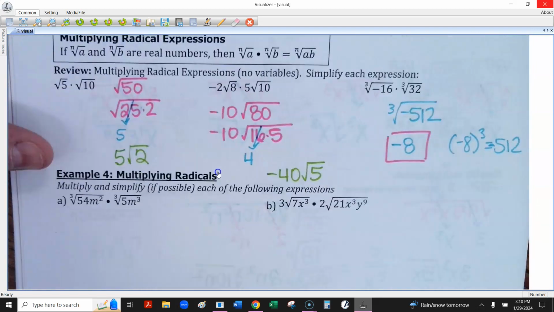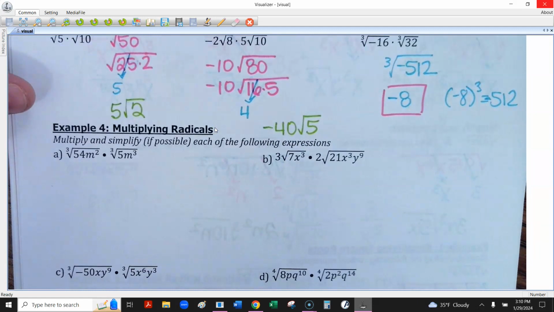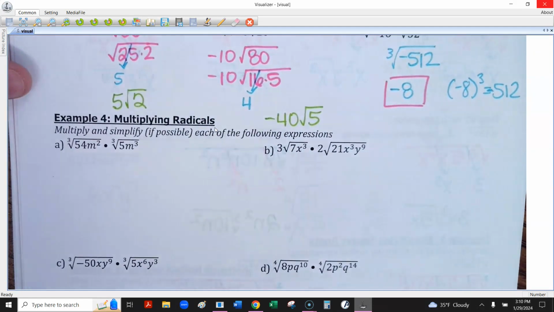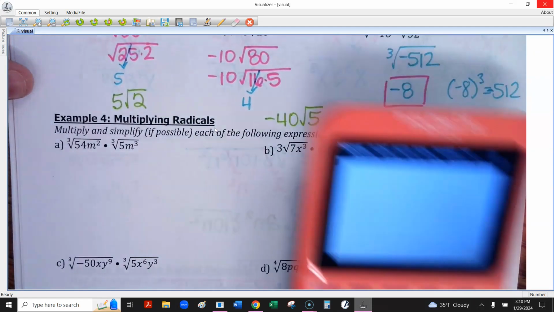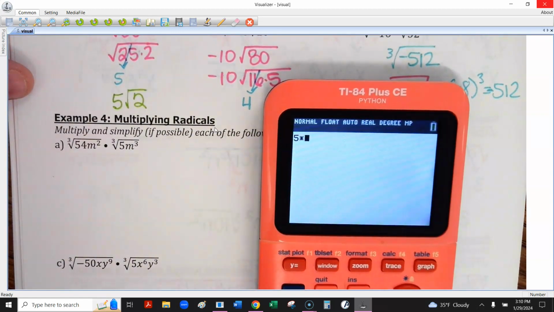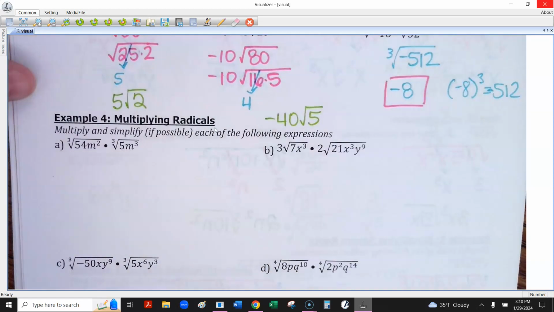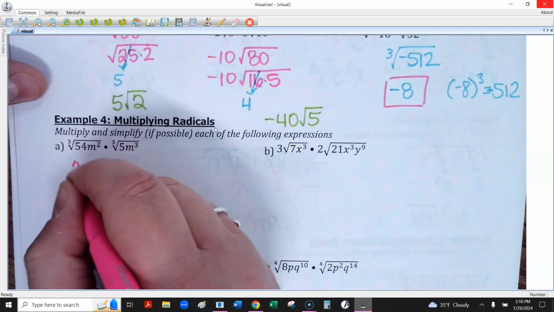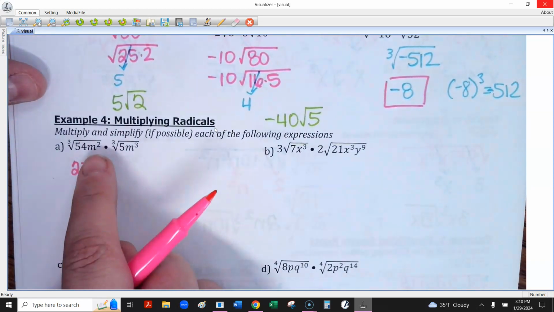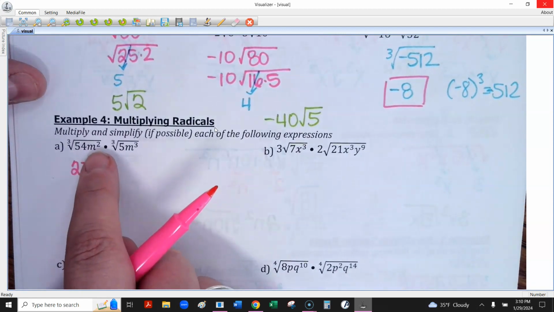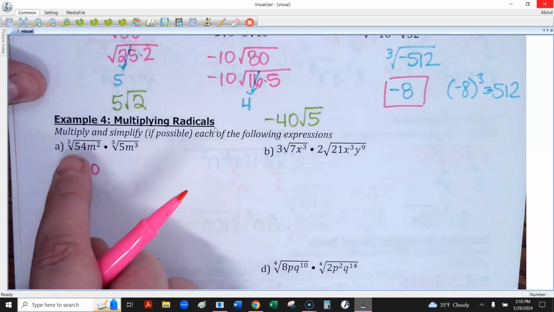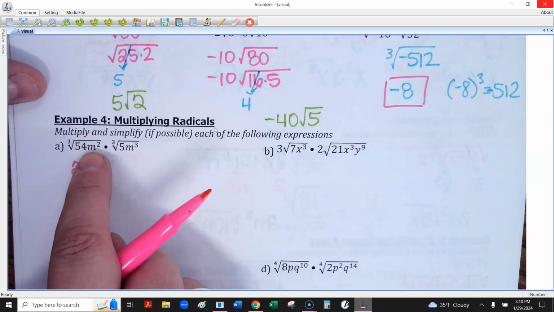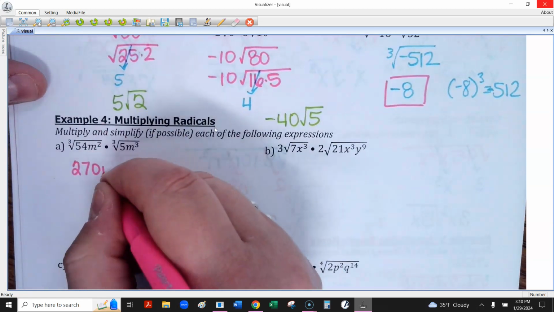Now, with the variables, we're going to mix that in here at the bottom. We're going to do the same thing. We're going to multiply the numbers. So these first two are under cube root. I'm going to do 54 times 5. So that's 270. And now what you got to do with the variables, you got to add the exponents on the letters that are the same. So I'm multiplying the numbers, m squared, m to the third, m to the fifth.